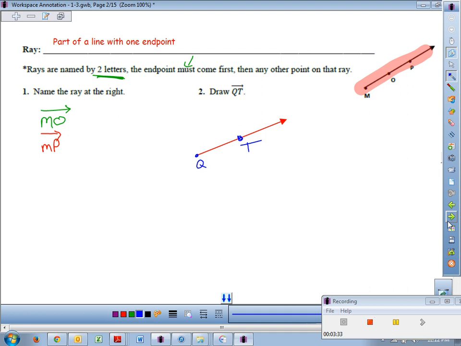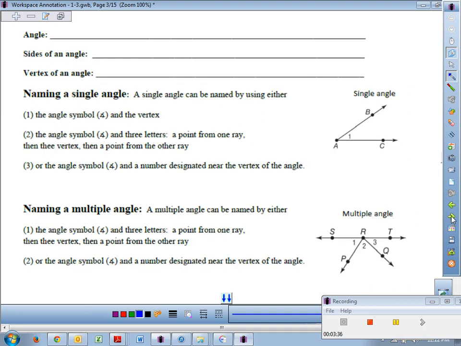Next, an angle. Here's the definition of an angle. You've heard of them before, right? You've seen them before. But what is an angle officially? It is formed by two or more rays with a common endpoint. An angle is formed by two or more rays with a common endpoint. So you can pause the video and write that down.